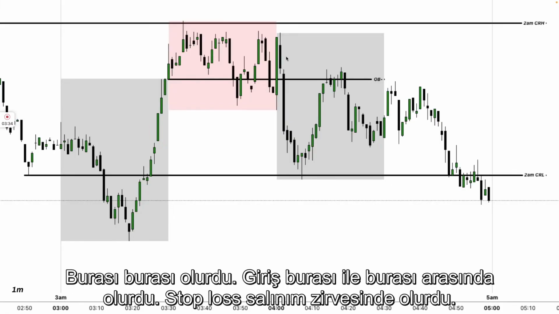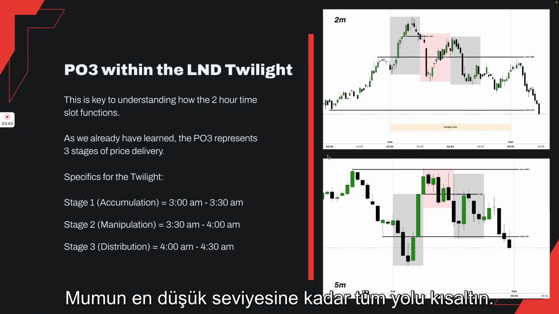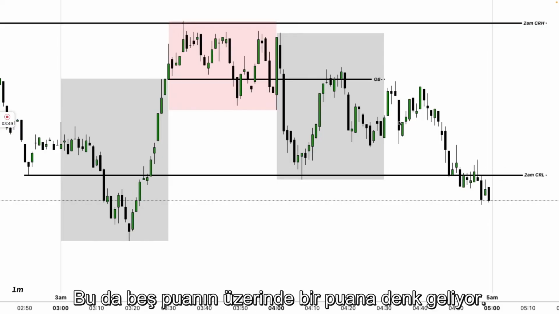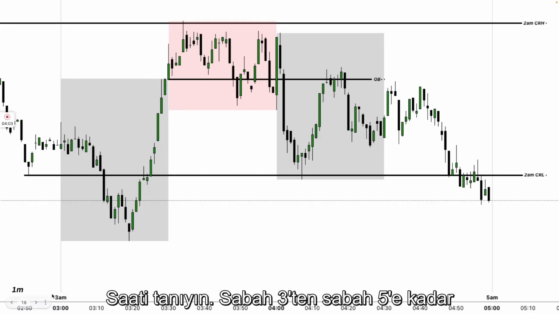That would be here. Entry between here and here. Stop loss at the swing high. Shorting all the way down to where ultimately the candle range low. Right here. This right here would equate to over 5 points. However, if you aim for 20, you might have had to wait until here. Recognize the time. 3 a.m. to 5 a.m.